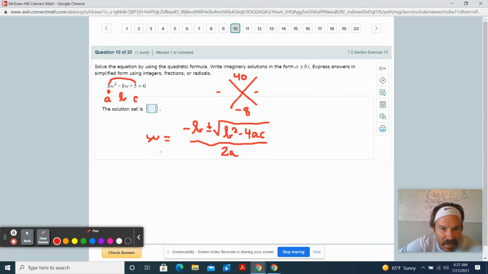So in this case, a is going to be equal to 8, b is going to equal -8, and c is going to equal 5. So I'm going to just plug it in here. Okay, and the reason why we're using this, by the way, is this is not factorable. So the quadratic formula is used. This is the quadratic formula that they're talking about right here. Okay, so negative b would be -8.